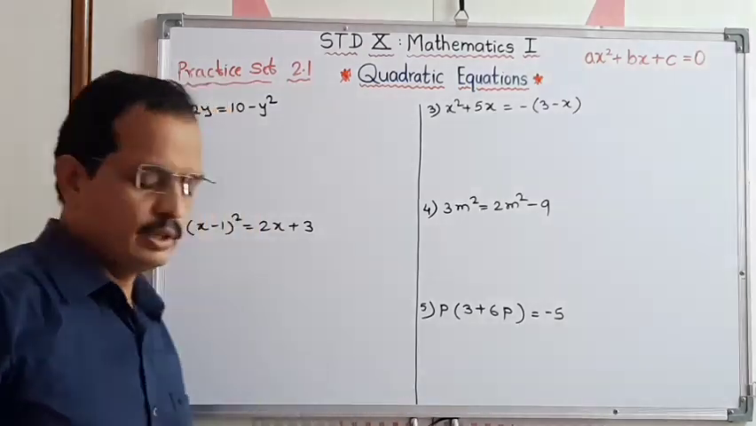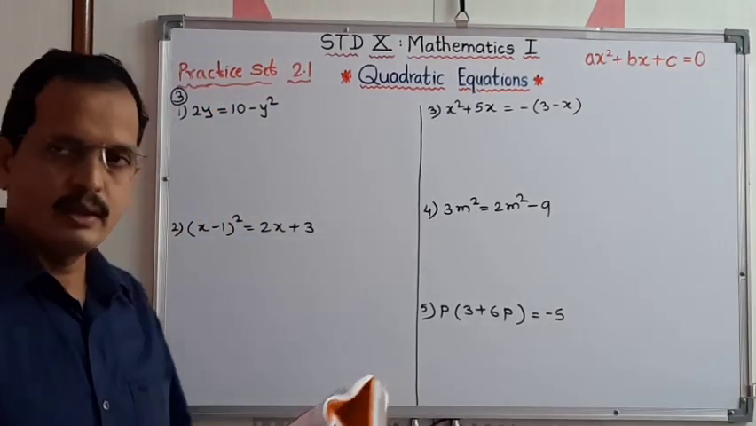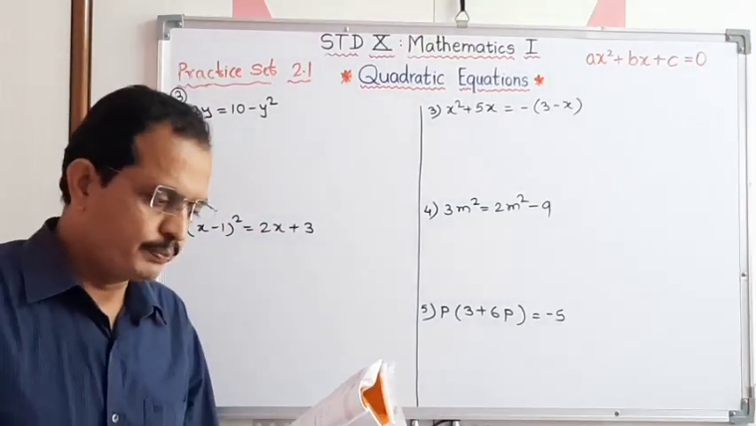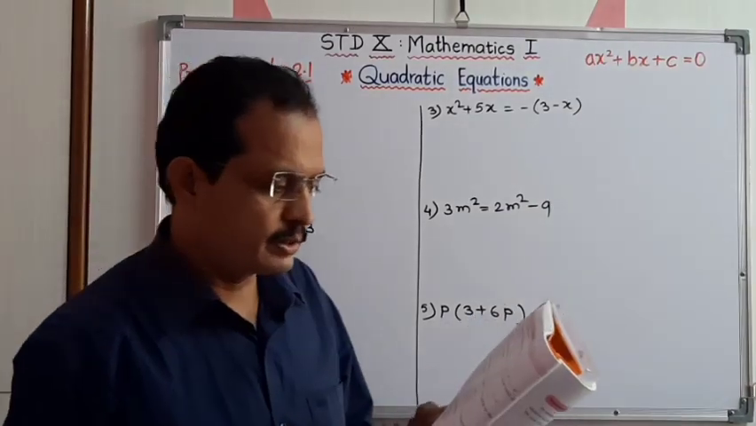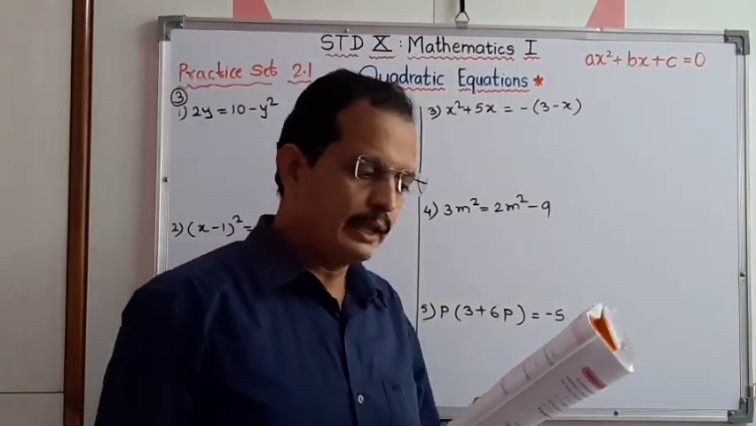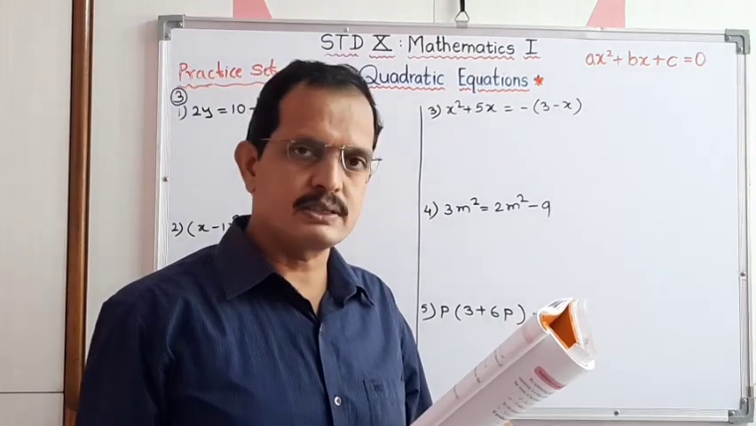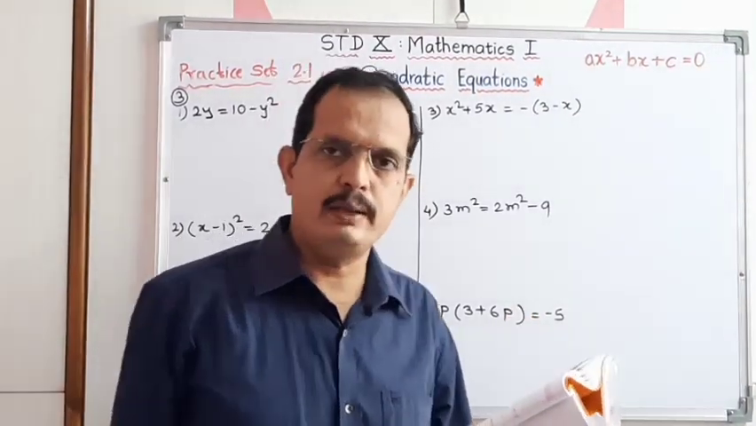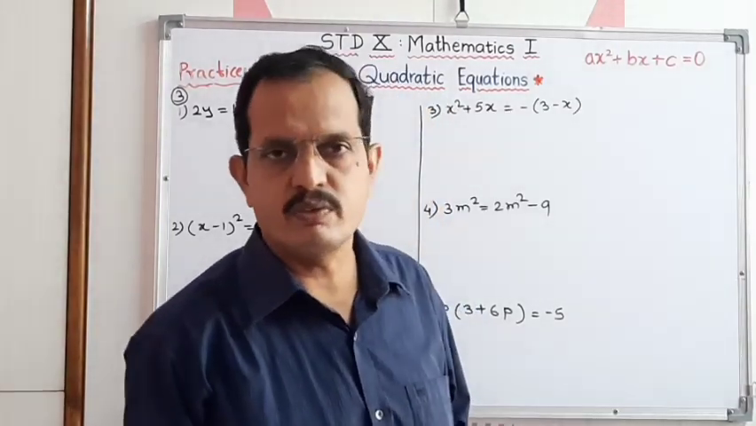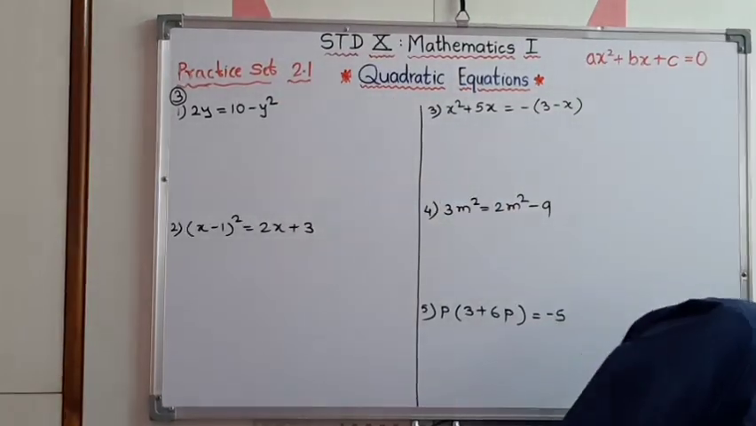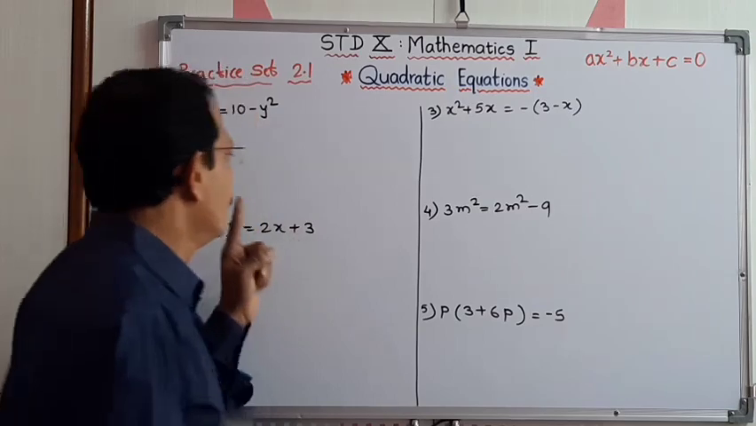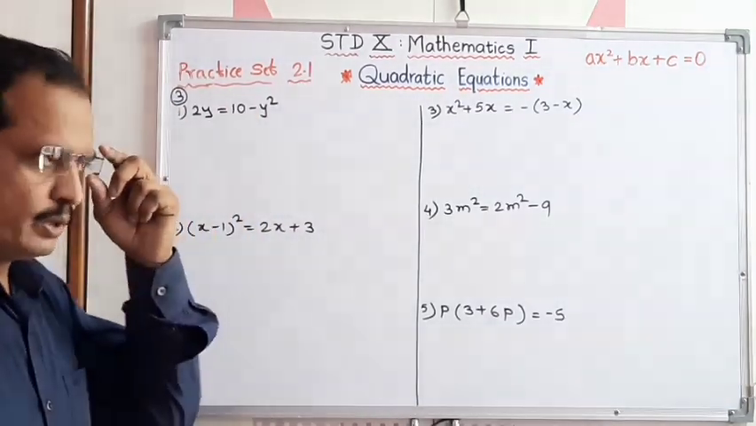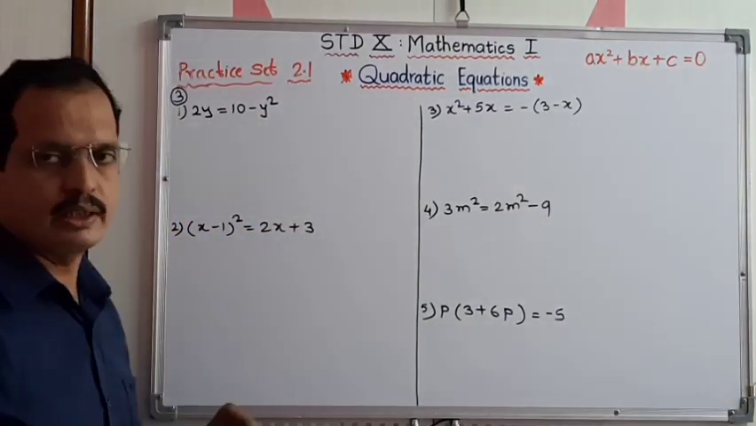I think you can solve the sums based upon this. Let's start with question number 3. See the question number 3. Write the following equations in the form of ax square plus bx plus c equal to 0. Then write the values of a, b, c for each equation. Total 6 equations are given. We have to solve the 5th one. The first one is easy, you can solve that.